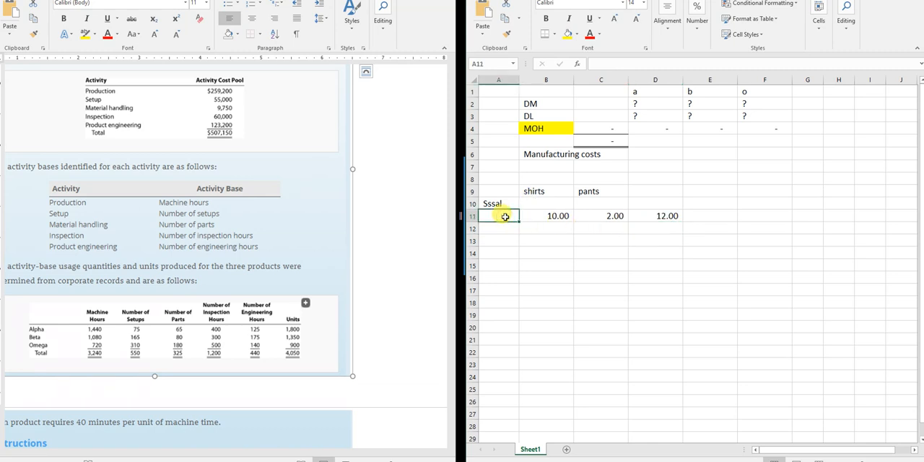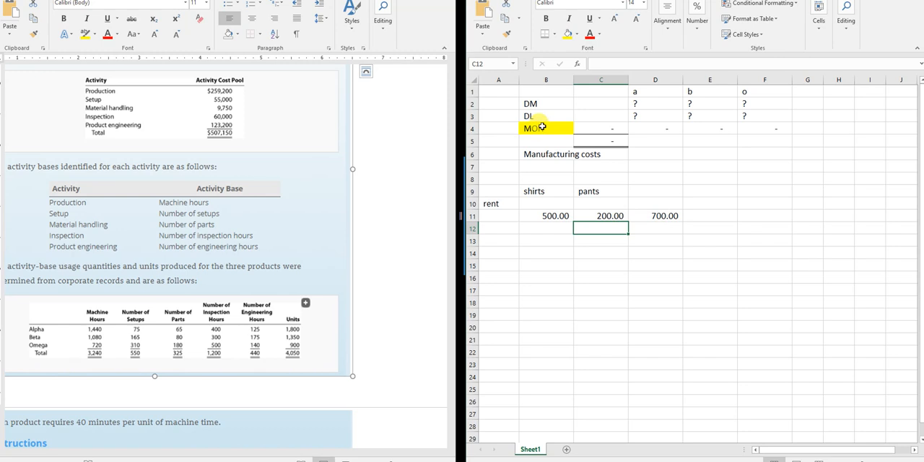If I have rent, I'm going to allocate it based on square footage, and this one has 500 square foot, and this one has 200 square foot. This one's going to get 5/7 of the cost. This one's going to get 2/7 of the cost.